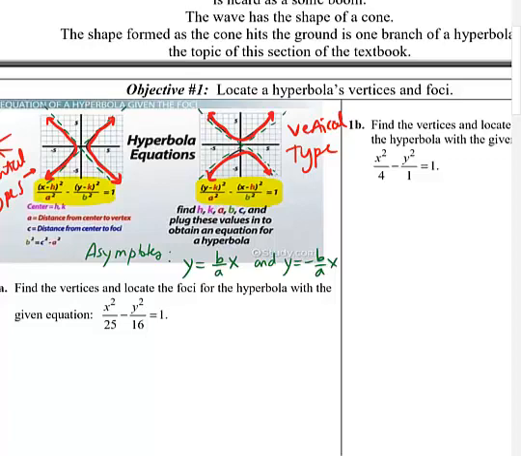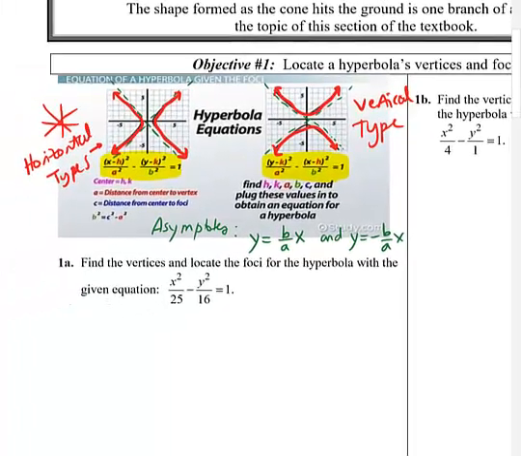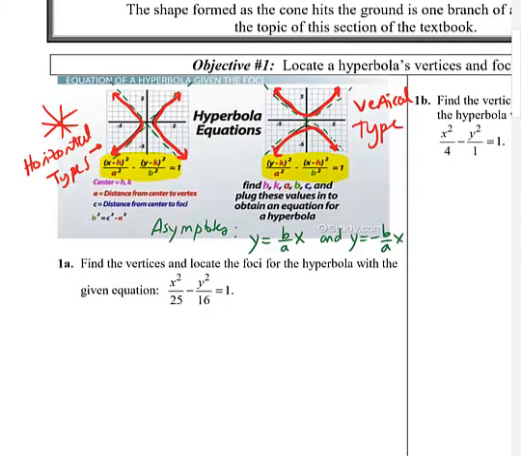So we're going to look for the vertices of this thing and the foci. In the first example, we have x squared over 25 minus y squared over 16. Which type is that, the horizontal type or the vertical type, based on which fraction comes first and which fraction is negative? That would be the horizontal type.